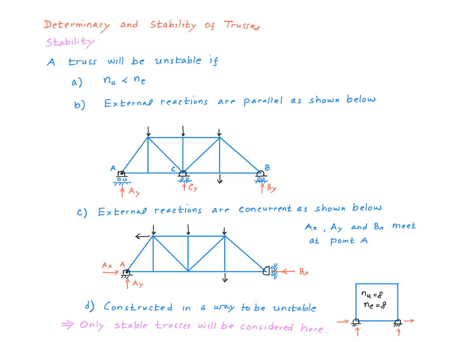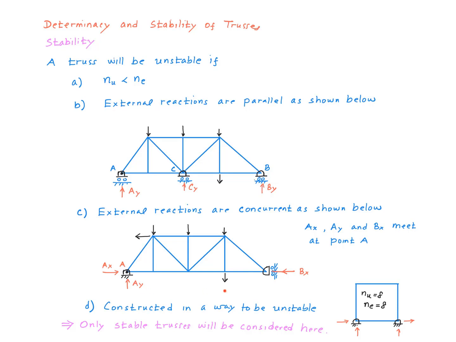And similarly, if the external reactions are concurrent, like shown in this picture, the truss is unstable. Why are these reactions concurrent? Well, you extend the line of action of each of these forces. They all meet at point A, right? Is there an easier way to understand why this truss is unstable? Yeah. If I take a moment at point A, the moment of the support reactions is 0, right?